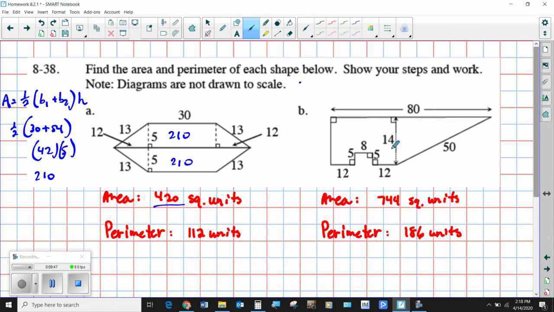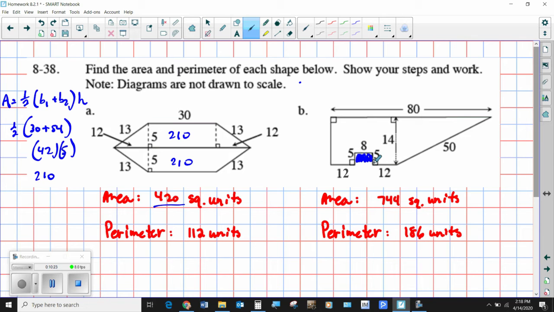For this one, you've got a couple of different approaches that you can take. One is you could find the area of this triangle and then find the area of this shape and then add them together to get your total area. Or you could treat this as a big trapezoid, and you're going to subtract this area right in here. I think that's going to be the approach that I take.